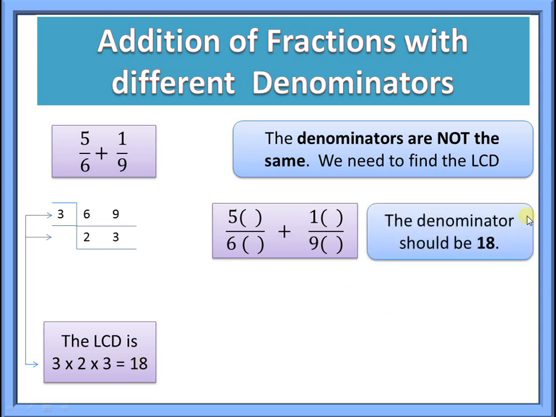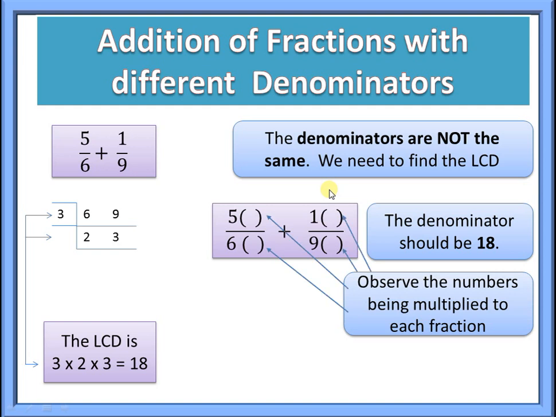Or, you could do this. 18 divided by 6, put it here. And 18 divided by 9, you put it here. Whatever you put down here, you should also put up there. Let us see. There are the numbers. So 18 divided by 6 gives us 3. You also put 3 there. 18 divided by 9 gives us 2. You also put 2 here.